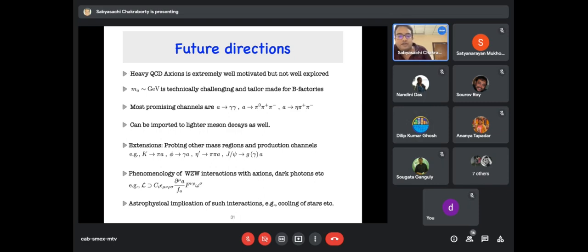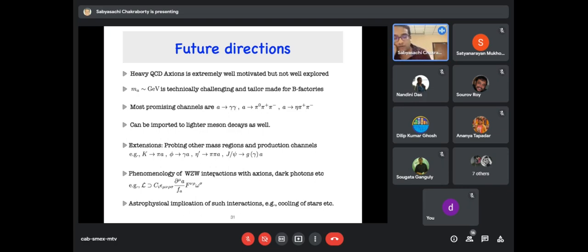There could be other interesting decay modes. We only considered hadronic decay modes because we started with a simplified scenario of AGG12. But there could be leptonic modes, there could be other mesonic modes which can be probed. There could be other Wess-Zumino-Witten-like interactions for the axions which can also be looked at the intensity frontier. And if the masses are lower than what I showed, around keVs or MeVs, things like cooling of stars with some new interaction can also be very interesting. So these are the areas which I'm thinking of currently.